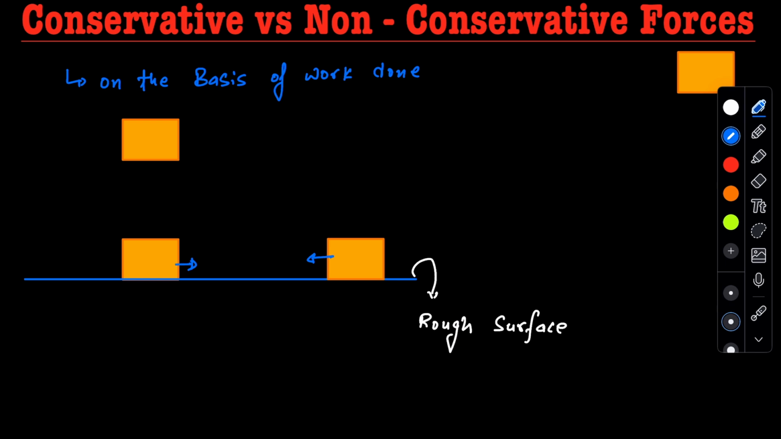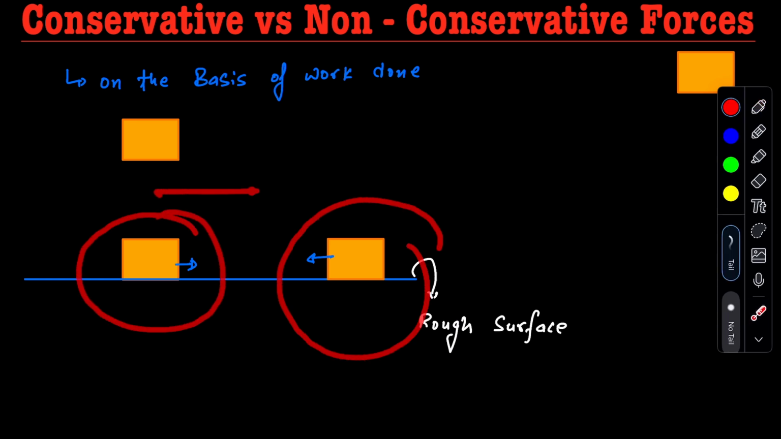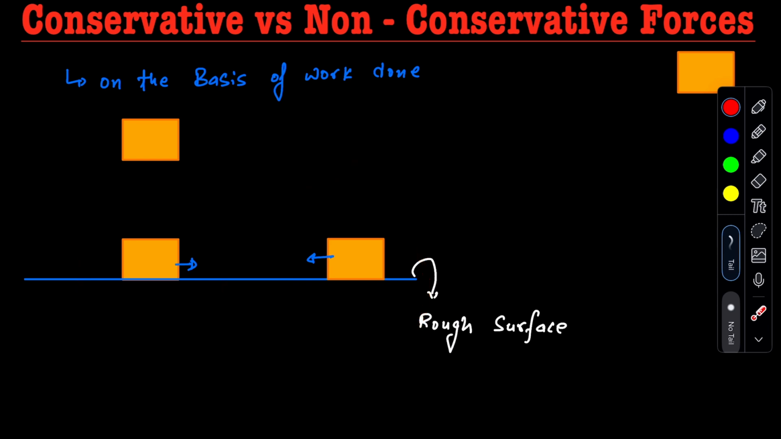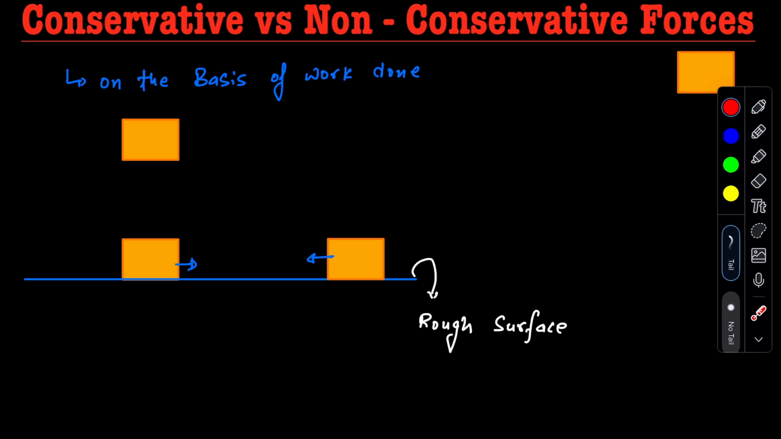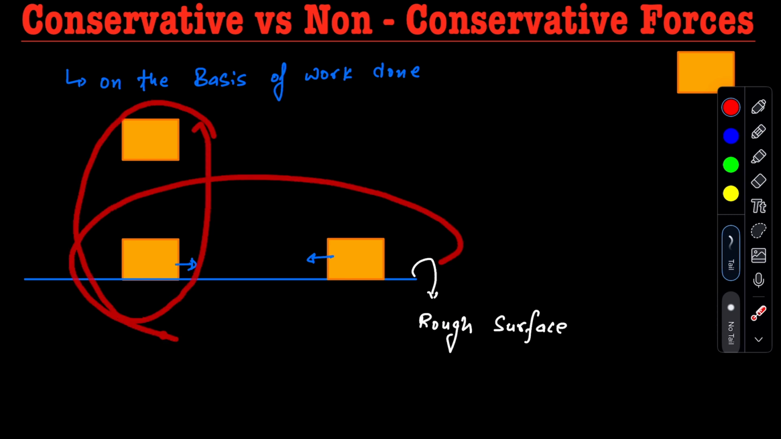Friction does negative work when I am pulling this object from this location to this location. It is doing work against the motion. And when I am bringing the object back, it is also doing negative work. It is taking energy from the system. So friction is not storing the energy. It is dissipating the energy into another form, which is heat energy, and it is not storing it in any other format. So that is the difference between the gravitational force and the friction force.